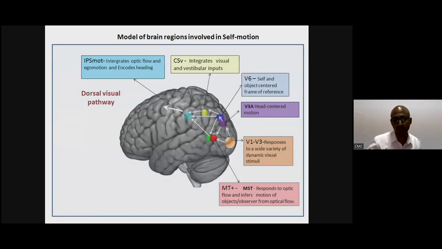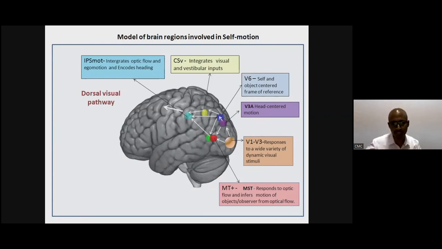And area MT and MST are responsive to both, but it's a higher level area than V3 and V6. So V3 and V6 will probably tell area MT and MST whether the movement is self-induced or caused by something else. And subsequently, downstream areas such as the CSV and IPS motor are perceiving which direction you are heading. So if you have a problem in V3 and V6, it's likely that you may end up having a problem with optic flow, separating the optic flow from object motion.